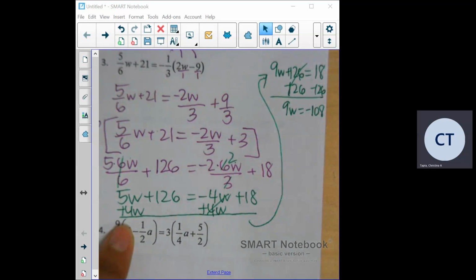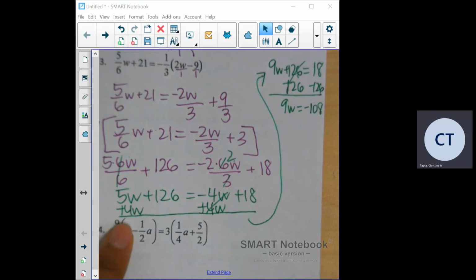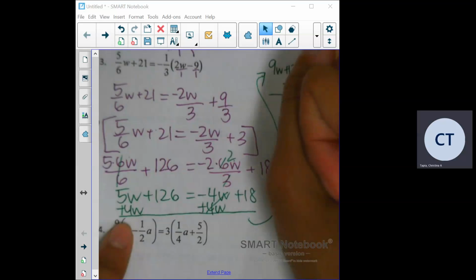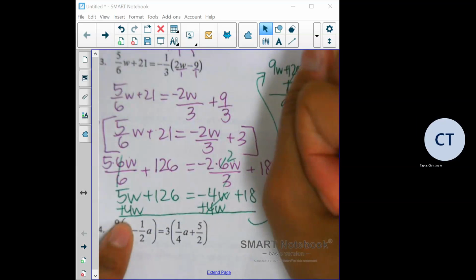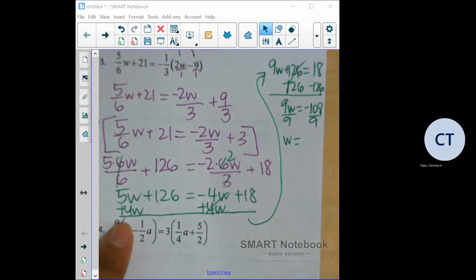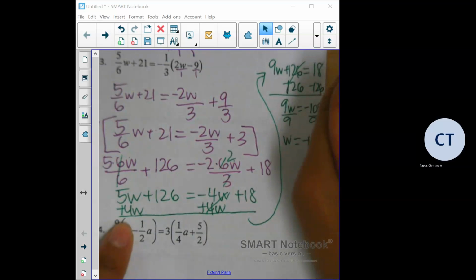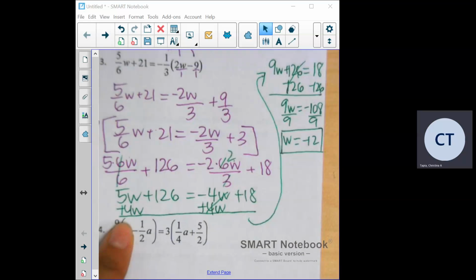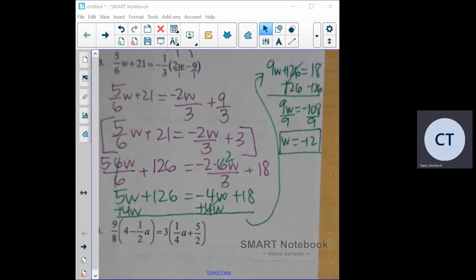All these numbers on tests and quizzes, I might not give you a calculator, so you need to be able to do this on your own, even if you have to do it by hand. And then divide both sides by 9. What's 108 divided by 9? Negative 12. If you didn't know that, guys, you can definitely divide that out on your tests and quizzes.